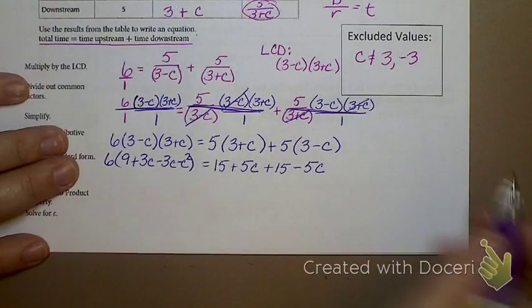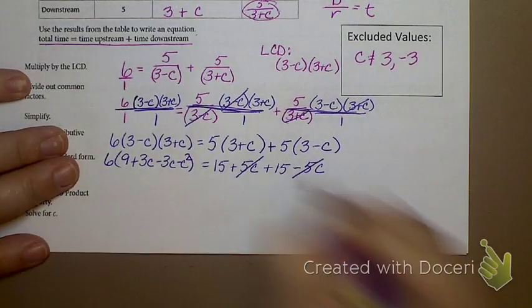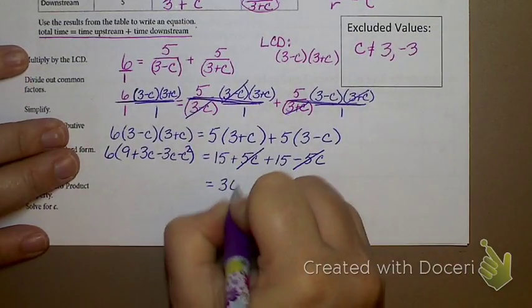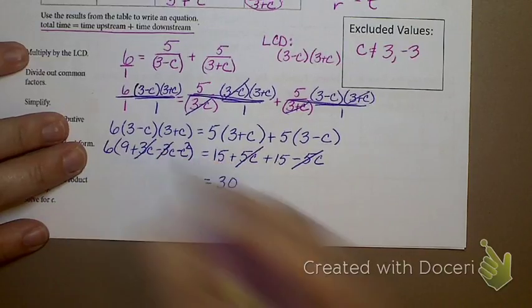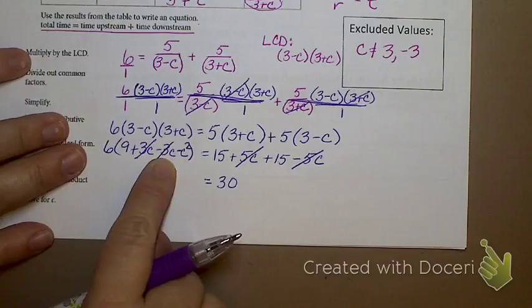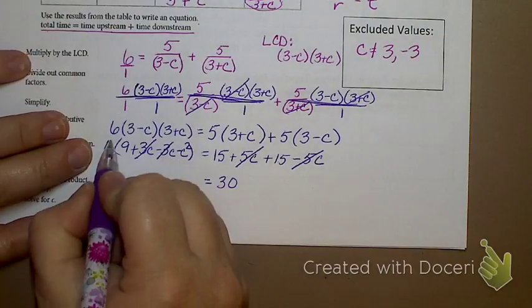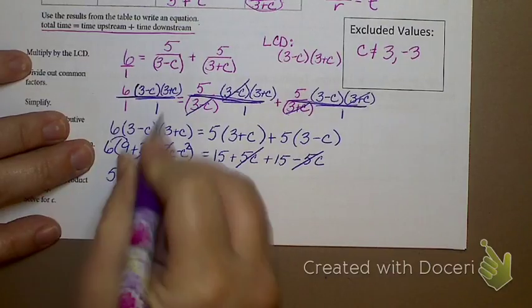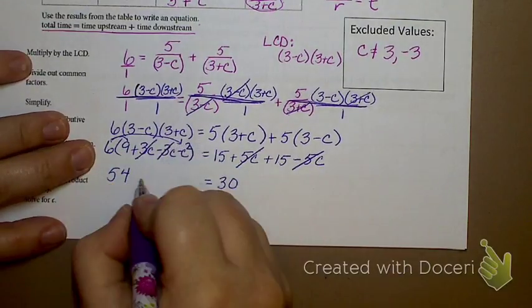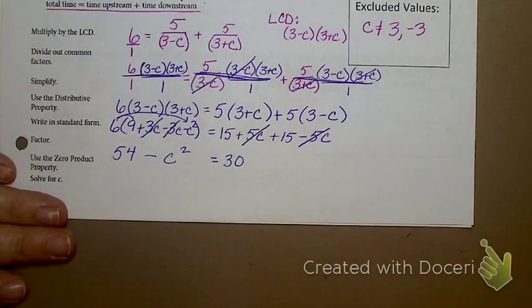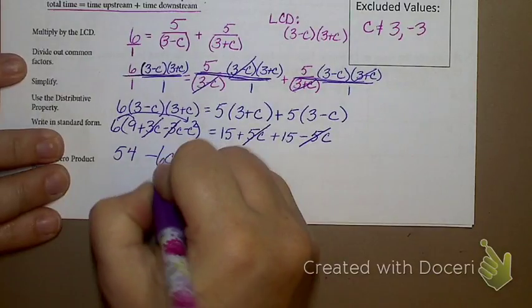Yes? I see 5c and negative 5c, which means on this side I have 30. I also see this right here, that those two are going to cancel. You see that? Positive 3c and negative 3c. So I only need to distribute this 6 to the 9, which is 54, and then to the negative c squared. So I have 54 minus c squared equals 30. I'm sorry, minus 6c squared. Thank you for catching that.